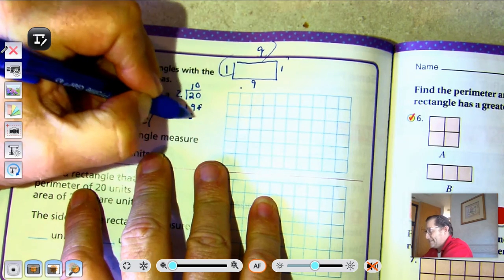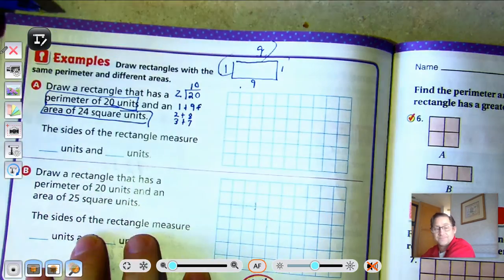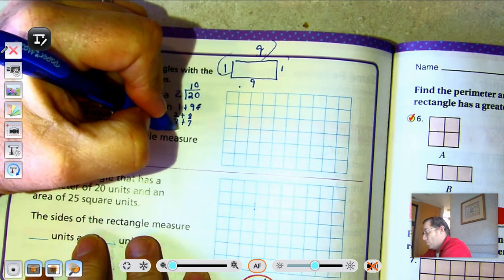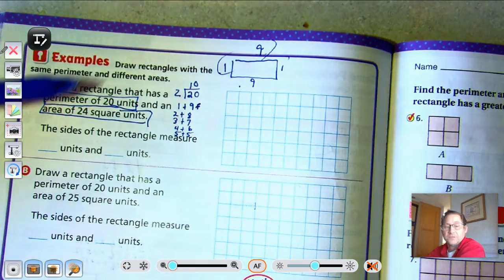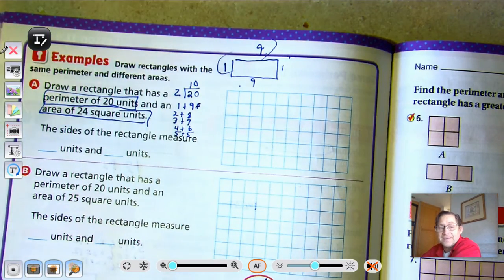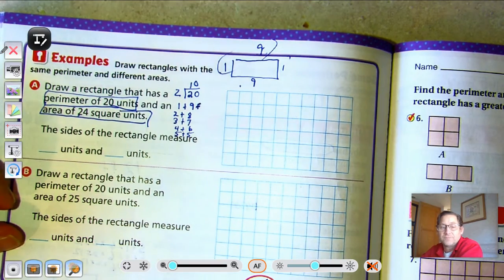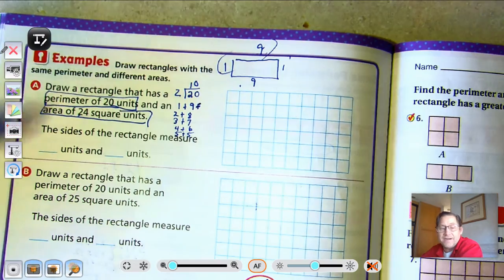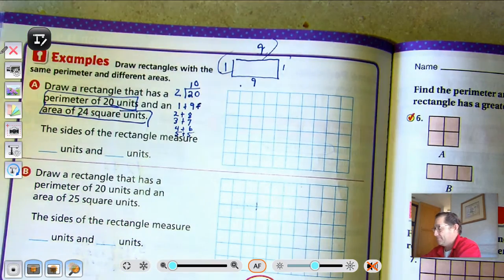2 plus 8 is another possibility. 3 plus 7. 4 plus 6. And 5 plus 5. Because those all add up to 10, and if we doubled them, they would be 20. Now, though, it says with an area of 24. Only one of these would have an area of 24. When we multiply, we get it. That's how we find area.